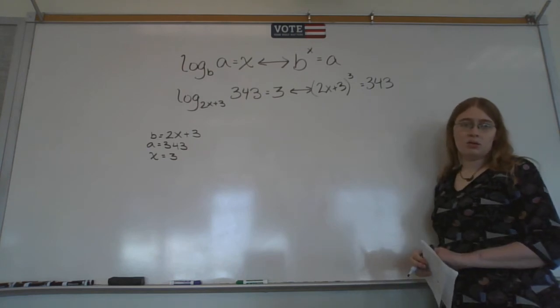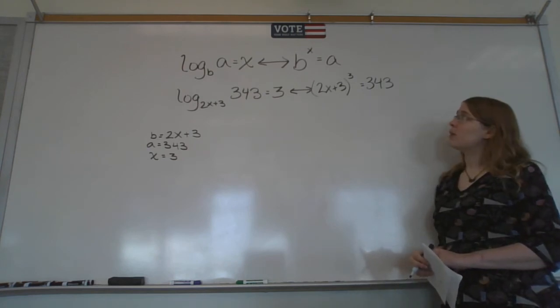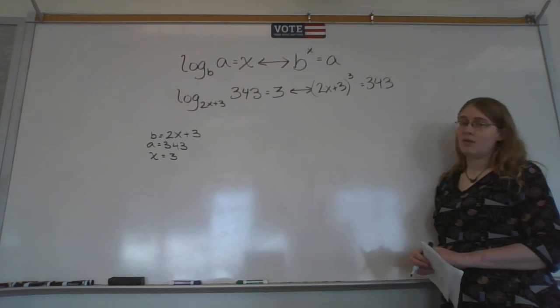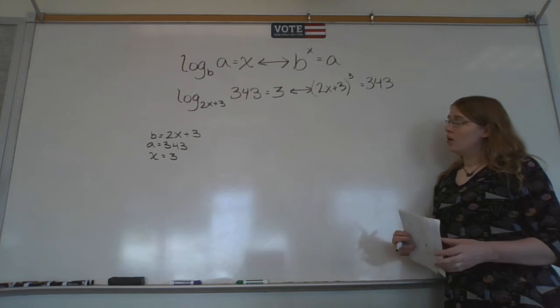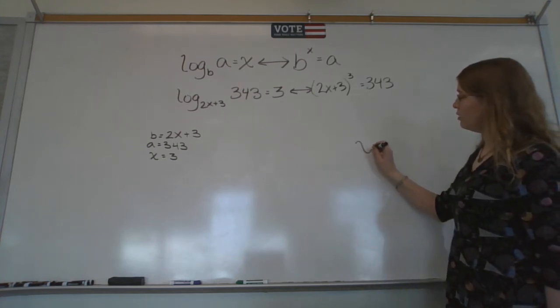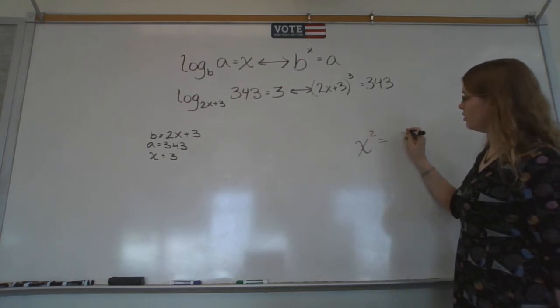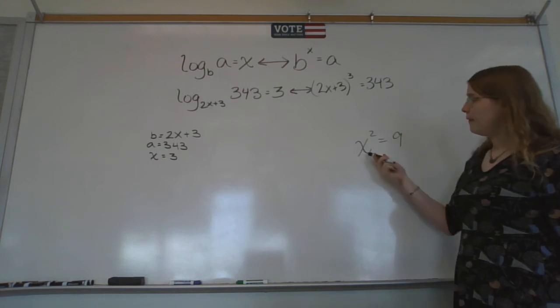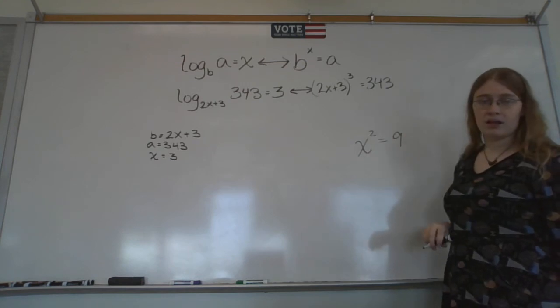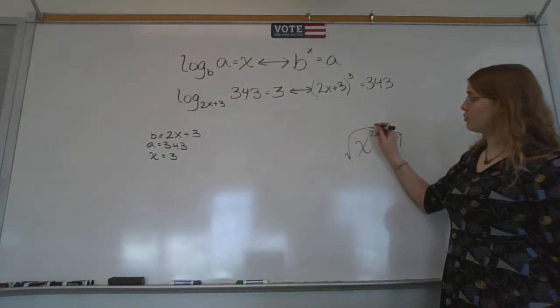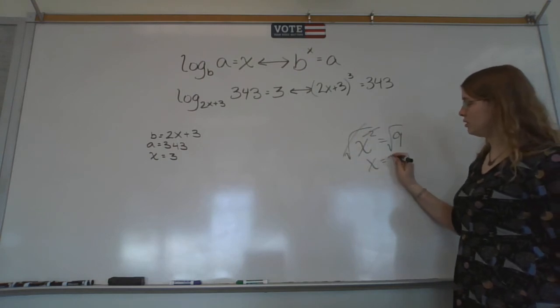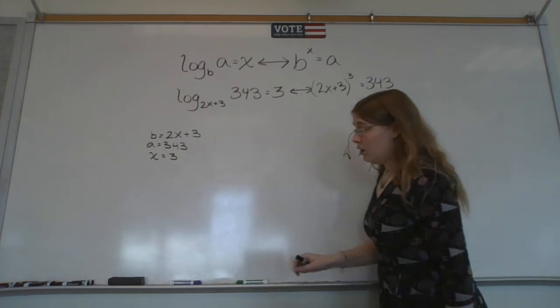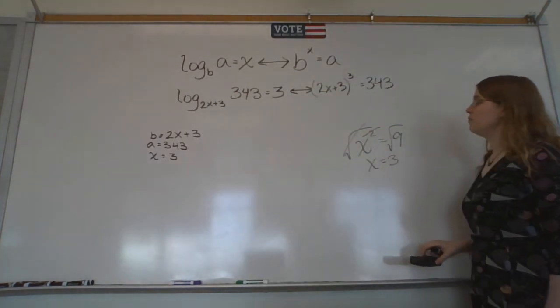So what can we do to get x by itself? This might be tricky for some people. So if you had x squared equals 9, you know how to get rid of that square. We do a square root to cancel it out, right? Get x equals 3. Keeping with the 3's thing.